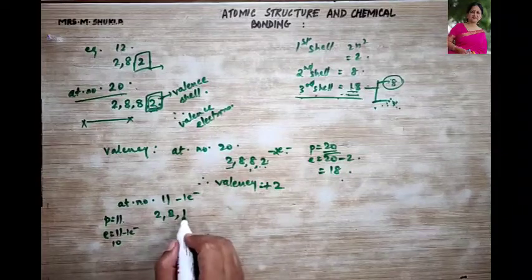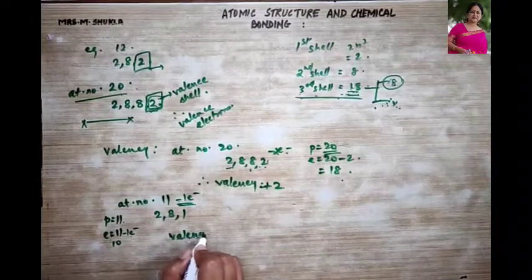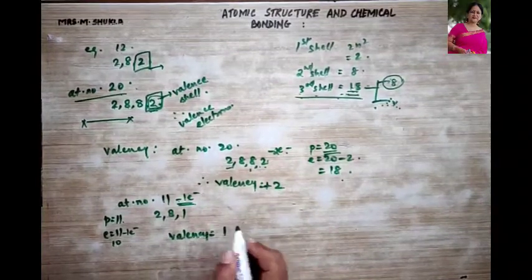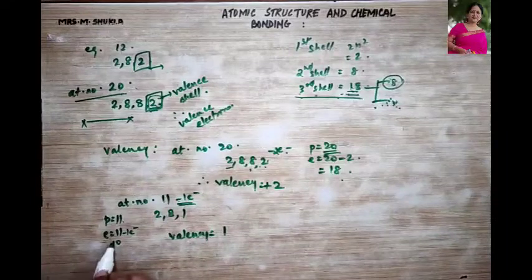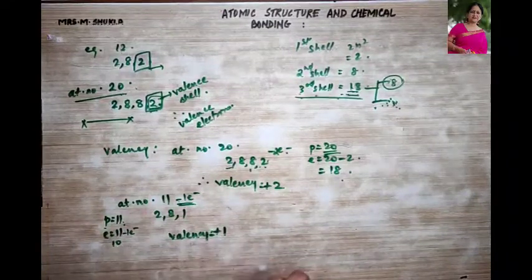So the number of electrons which are lost is its valency. So valency over here is how much? 1. But whether it is plus or minus, that we are going to decide from here. So protons are more, so it should be plus 1.